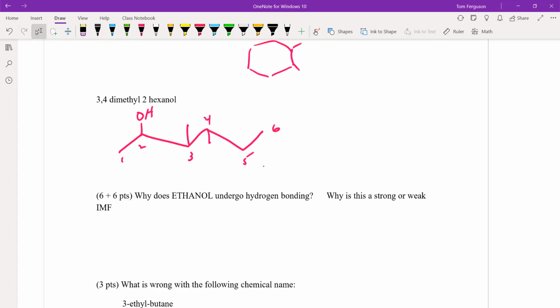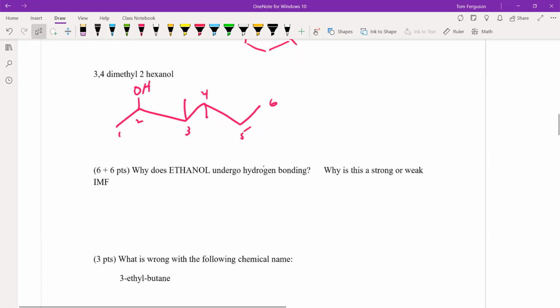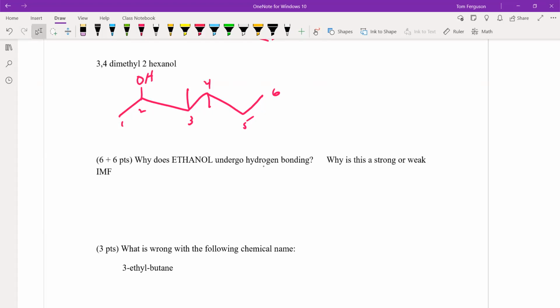Okay, why does ethanol undergo hydrogen bonding? Okay, we just talked about ethanol a little while ago. So why does ethanol undergo hydrogen bonding? For hydrogen bonding to occur, what must be present? Yeah, we have to have hydrogen bonded to fluorine, oxygen, or nitrogen. And does ethanol have any of those? Yeah, it does, like you were saying, OH.